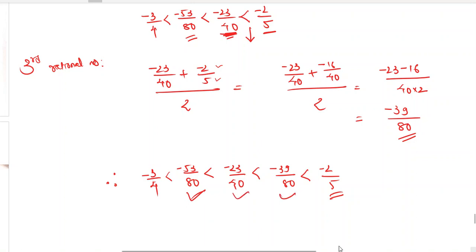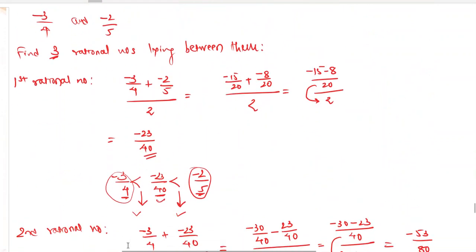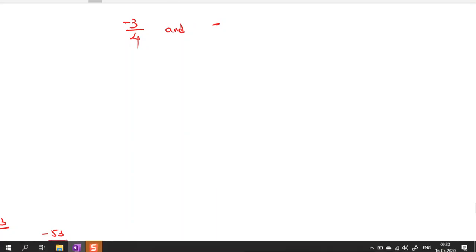So that is one of the methods. Okay, if you would ask me, I can show you one more method. Definitely I can. Let me show you. Minus 3 by 4 and minus 2 by 5, and this is an easier method. Okay, I'll find three rational numbers with this easy method. Minus 3 by 4 and minus 2 by 5, right?